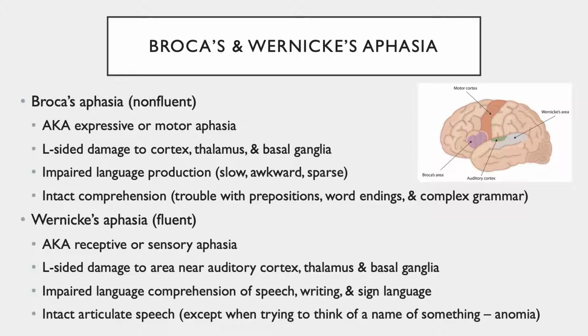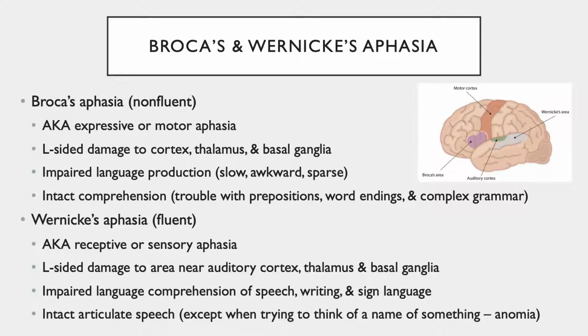Wernicke's aphasia is referred to as a fluent form of aphasia, and it's also referred to as receptive aphasia or sensory aphasia. Whereas Broca's area is about expression, Wernicke's aphasia is about comprehension or reception. It occurs in response to left-sided damage to Wernicke's area, which is located near the auditory cortex. It also can involve the thalamus and the basal ganglia.